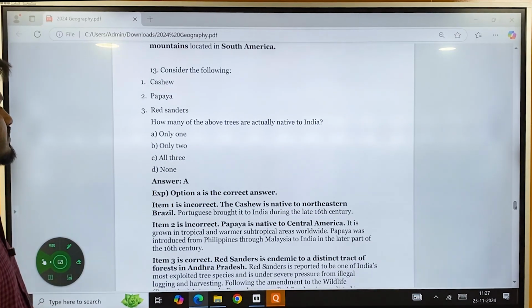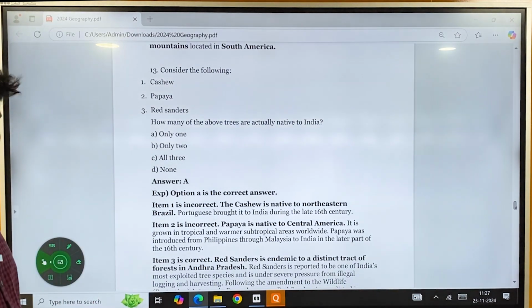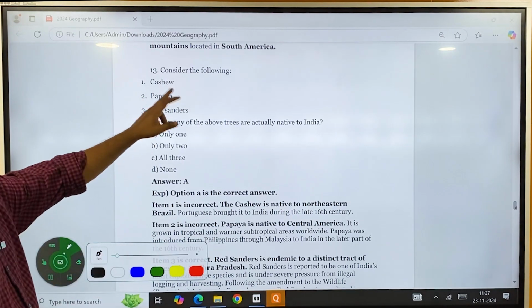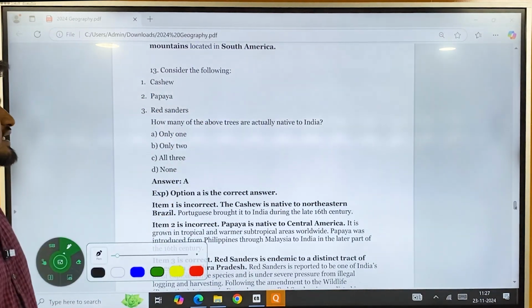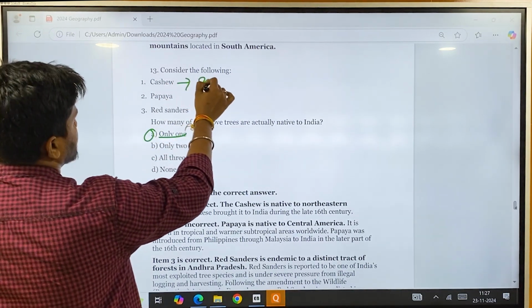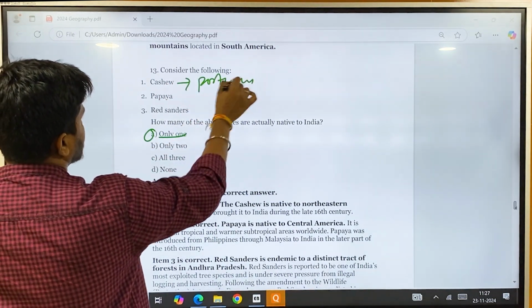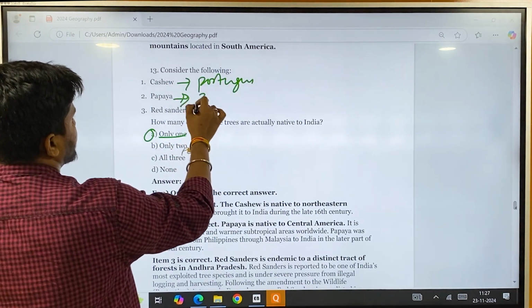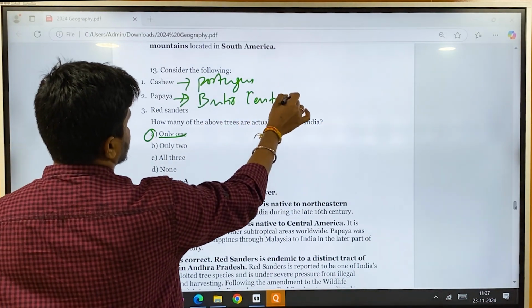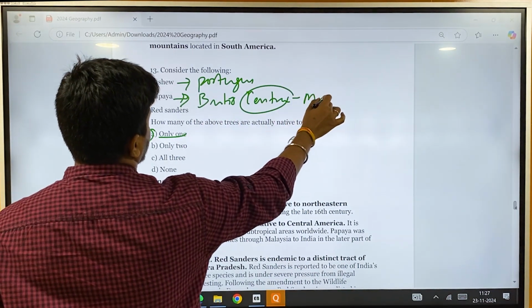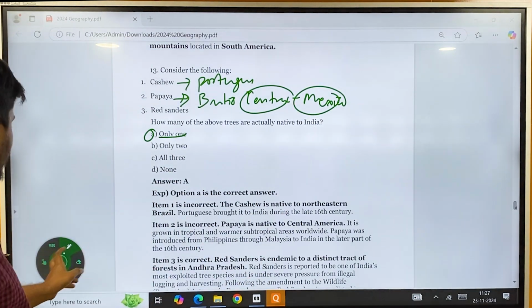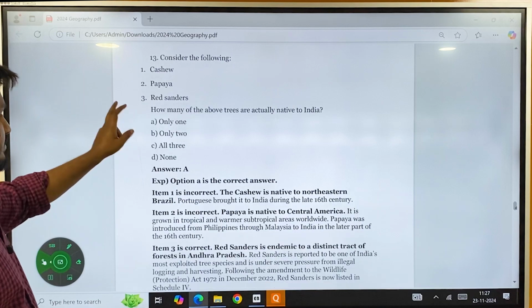And then we already discussed this question in ancient history also, but we will discuss it from the geography perspective. Cashew, papaya, red sanders. How many of the above are actually native to India? Option here is 1 only, because cashew was introduced by the Portuguese and it is native to Brazil, and papaya was introduced by the British, but it is native to Central America, especially Mexico. From there it was introduced. Red sanders is native to India.